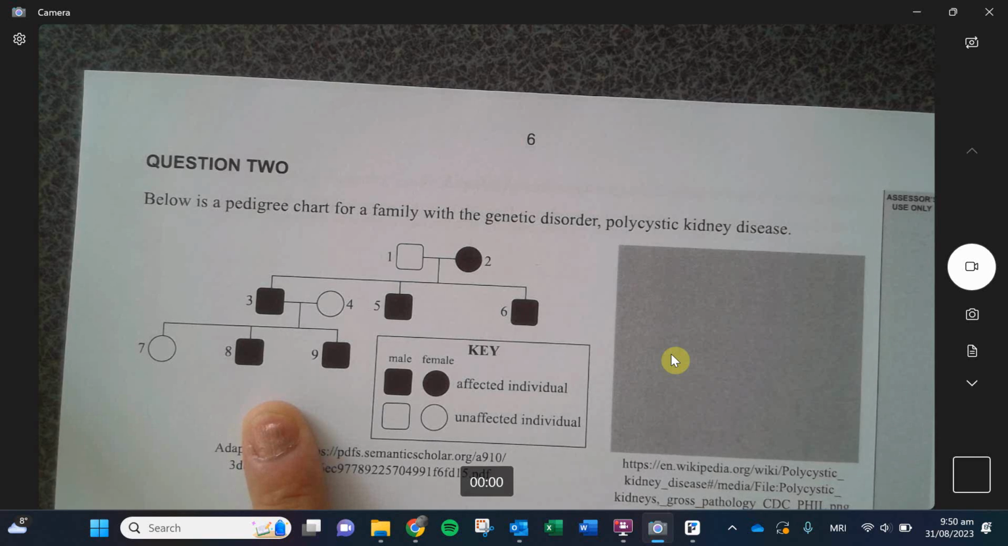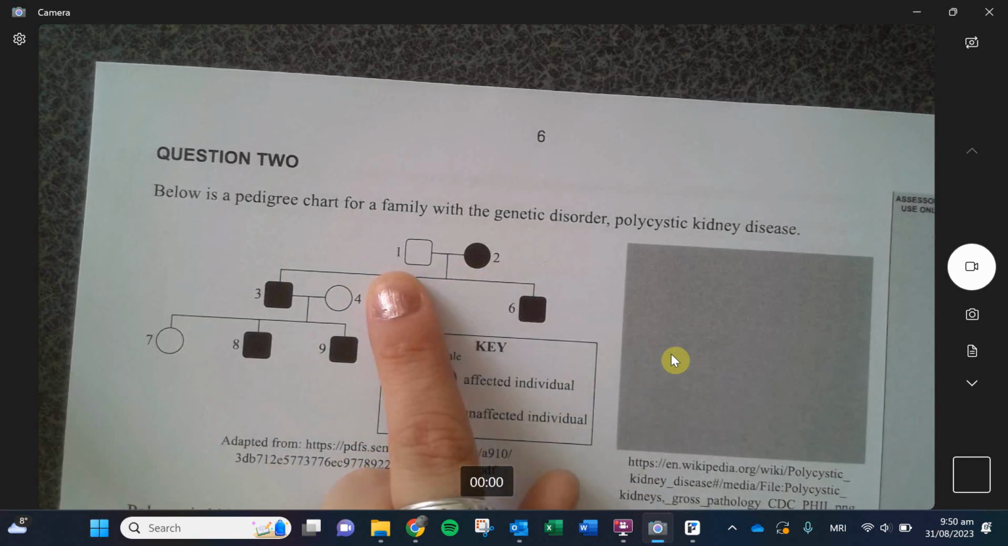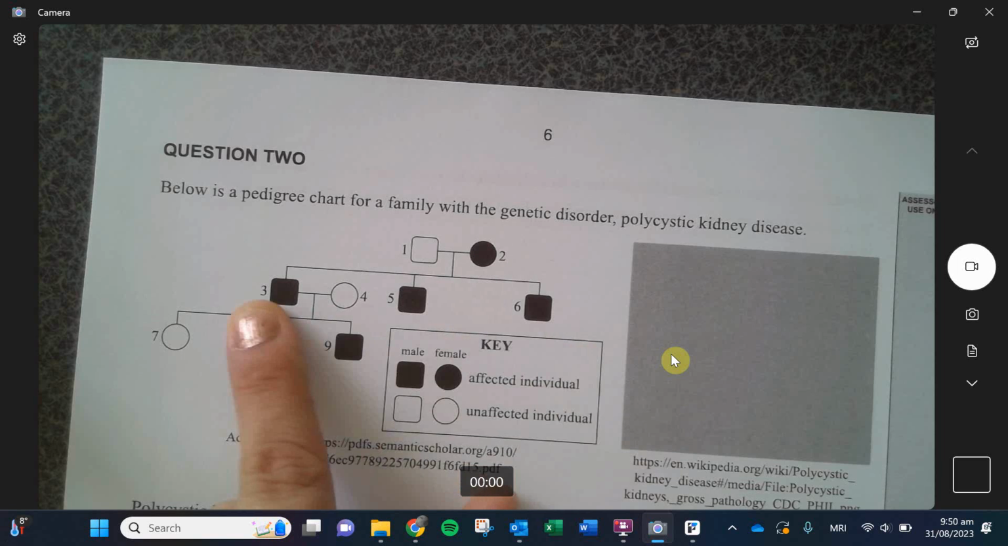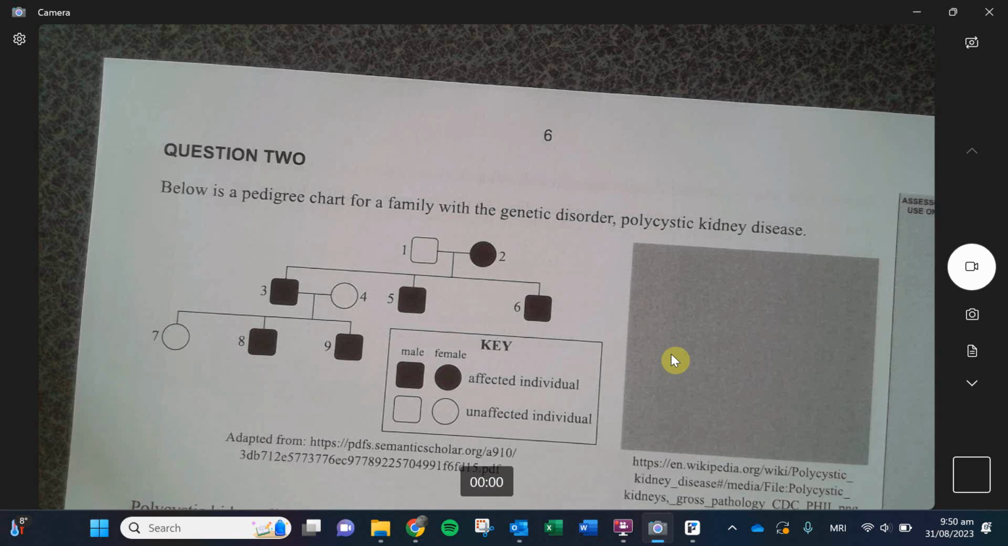Pedigrees are designed just to show generational relationships. So this one here is often referred to as the first generation or the parent generation. This is then usually referred to as the second generation and then the third generation. So it goes through, and it's like a family tree kind of thing. With this family tree, though, we want to look at some genetic information and see how things are being inherited.